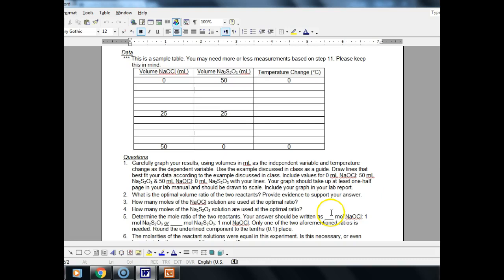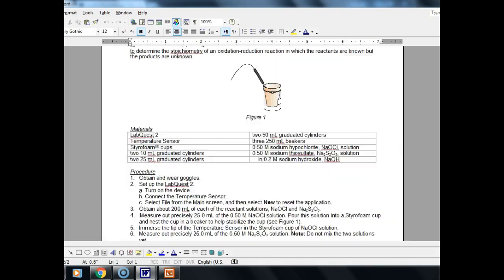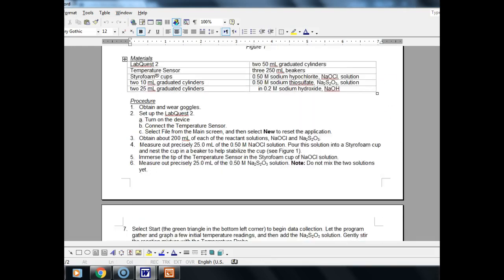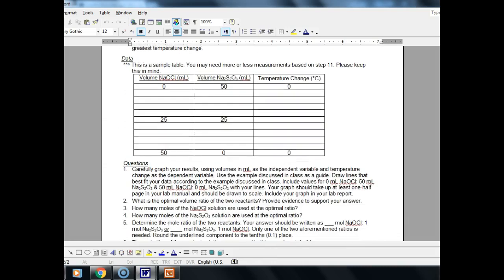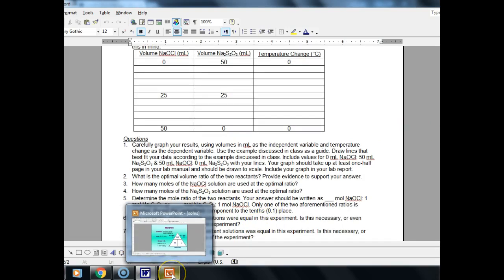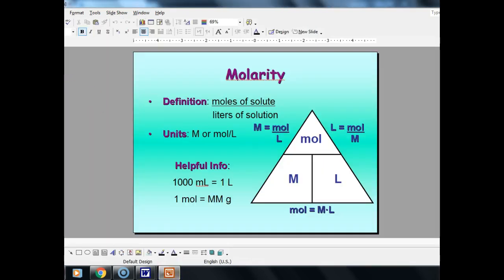Again, that pre-lab question should kind of help with this. It says how many moles of the NaOCl solution are used at the optimal ratio. If you go back, you will see that the concentrations of your two solutions were 0.50 molar, and then we know based on the graph what the volumes were of those solutions. And so if you want to find moles, you're going to use molarity and volume to help you find that.